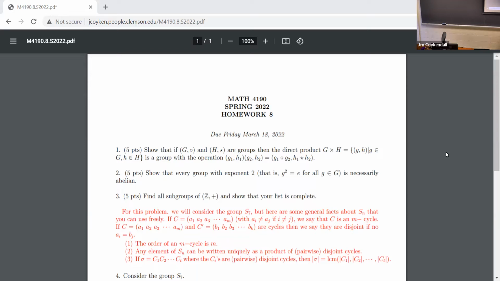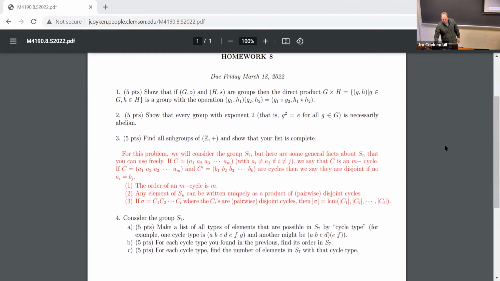Number three, find all subgroups of the integers under addition and show that your list is complete. Actually, I told you yesterday what the list is. Show that this is a complete list. I will give you a hint: some of the properties of integers will be very important in classifying these groups. That is the Euclidean property. The Euclidean algorithm, or one of its consequences, might be useful. Okay, those are the problems that I promised you.